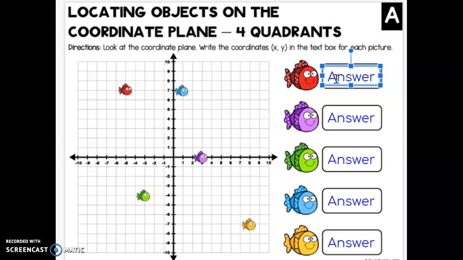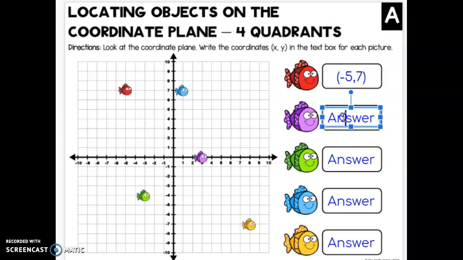So the first thing I'm going to do is I'm going to bold this, and I'm going to put my parentheses, and I'm going to put -5, comma. Then I'm going to look and see how far up he is, and it's positive because we're going up, and he looks like he's at 7. So I'm just going to put 7. We don't put a plus sign in front of it.